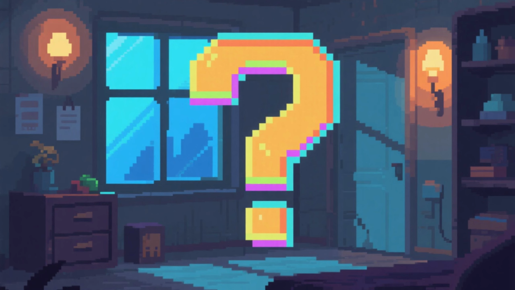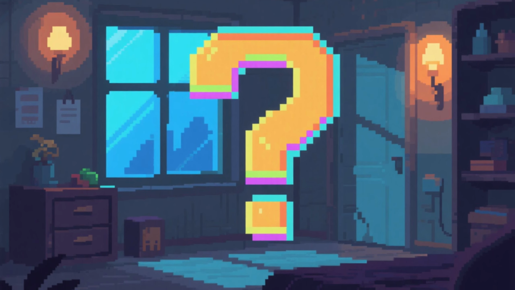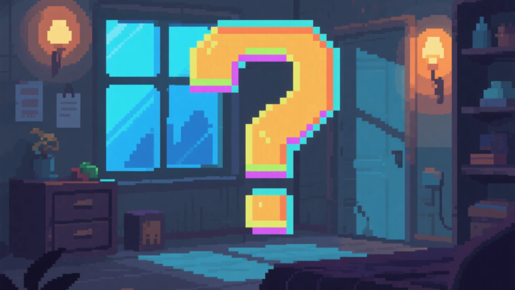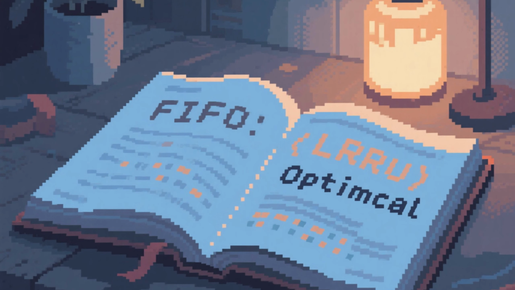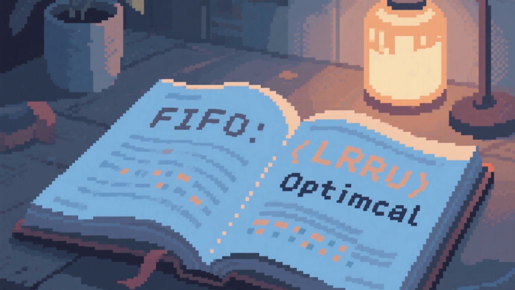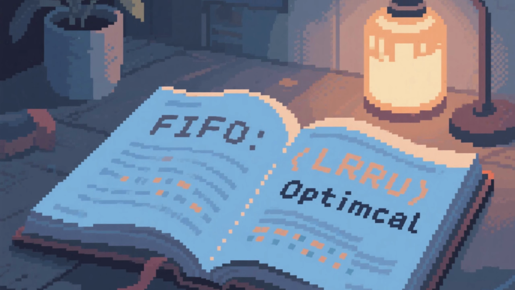But one big question remains. When a page fault occurs and physical memory is full, with no free frames, what must the OS do? The answer is page replacement, which we will study next, covering algorithms such as FIFO, LRU, and optimal.